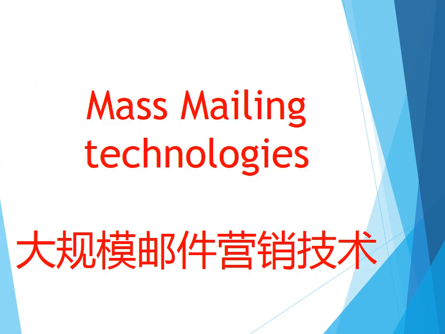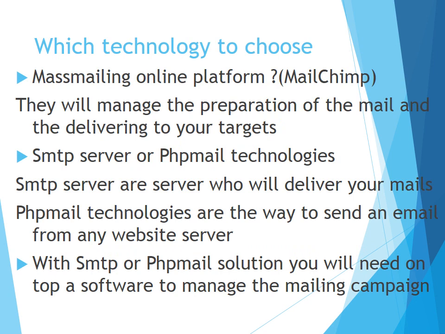So first we'll see the different mass mailing technologies. There are different technologies. So what technology can you choose? As I said, you can choose an online platform like MailChimp. This kind of platform will manage everything. It will manage the preparation of the email and the delivering of the email. They can even manage the reports and the statistics behind. Actually, they're not doing the statistics well, because they can only do the statistics if there is no security on the platform that received the mail. But most of the platforms are removing the images, so the statistics they will show you are wrong. But they can provide you.